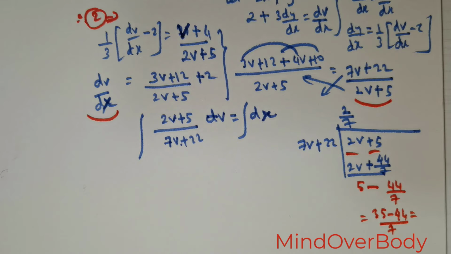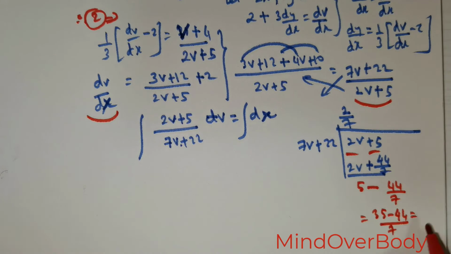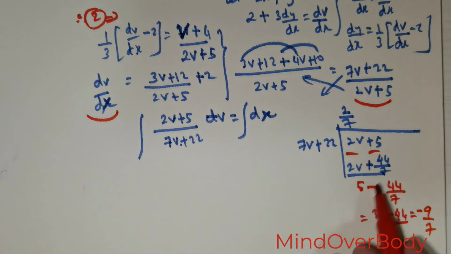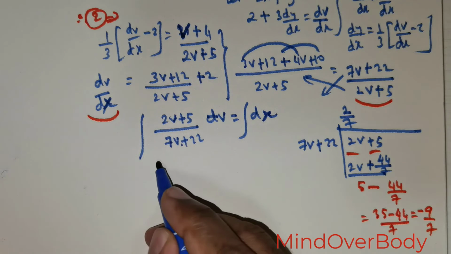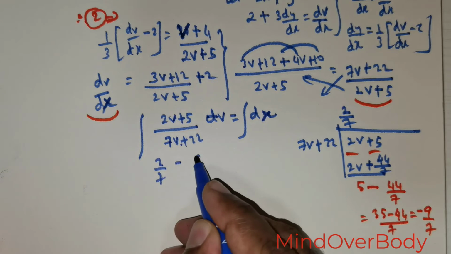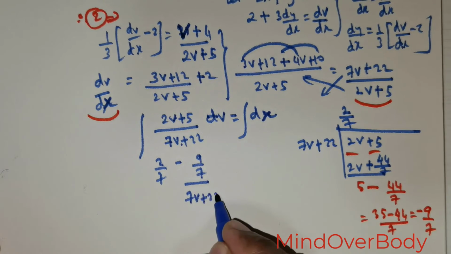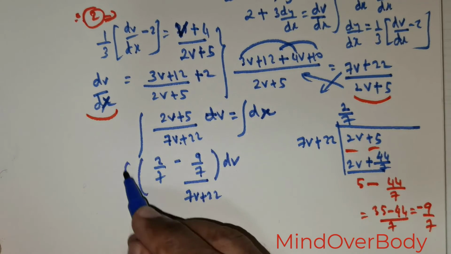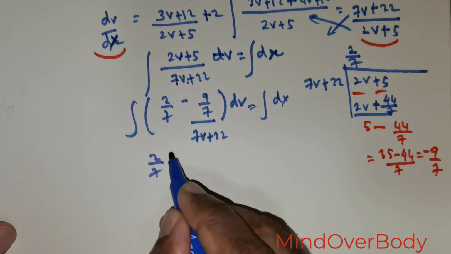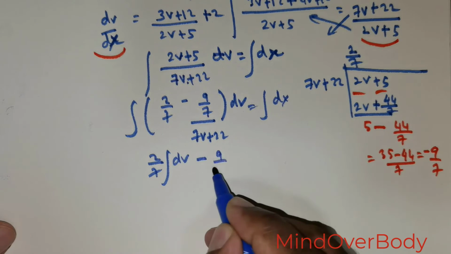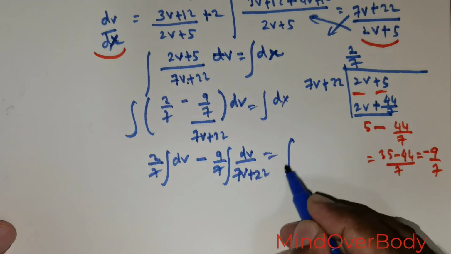So that has to be subtracted, and that would give us negative 9 over 7. So the quotient is 2 over 7. Place that 2 over 7 followed by negative 9 over 7 divided by the denominator 7v + 22. This has to be integrated, right? So this can be rewritten as 2 over 7 times dv - 9 over 7 times dv over (7v + 22) is equal to integral dx.